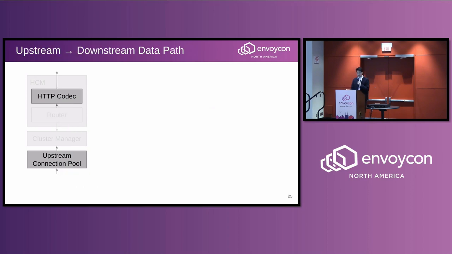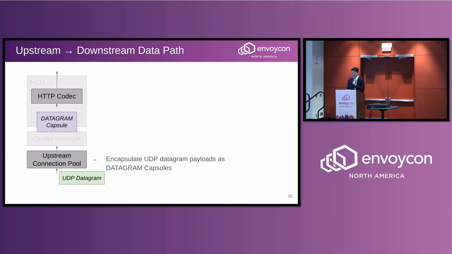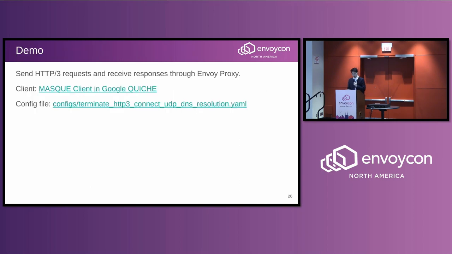And in the upstream to downstream case, it's pretty much the exact opposite. The UDP datagram becomes encapsulated into a datagram capsule. And for an H3 downstream connection, the H3 codec encodes the datagram capsule into an H3 datagram using QUIC datagram. So now let's take a quick look at a demo of this feature in action.